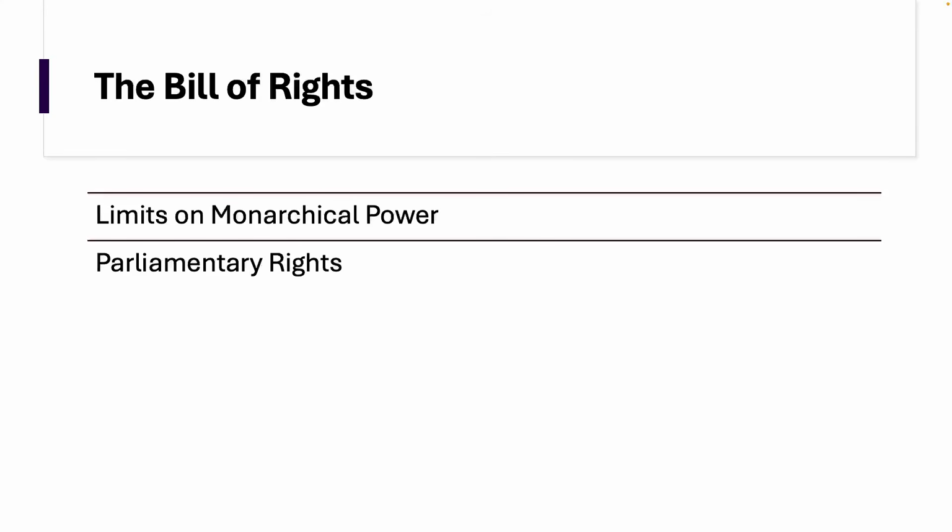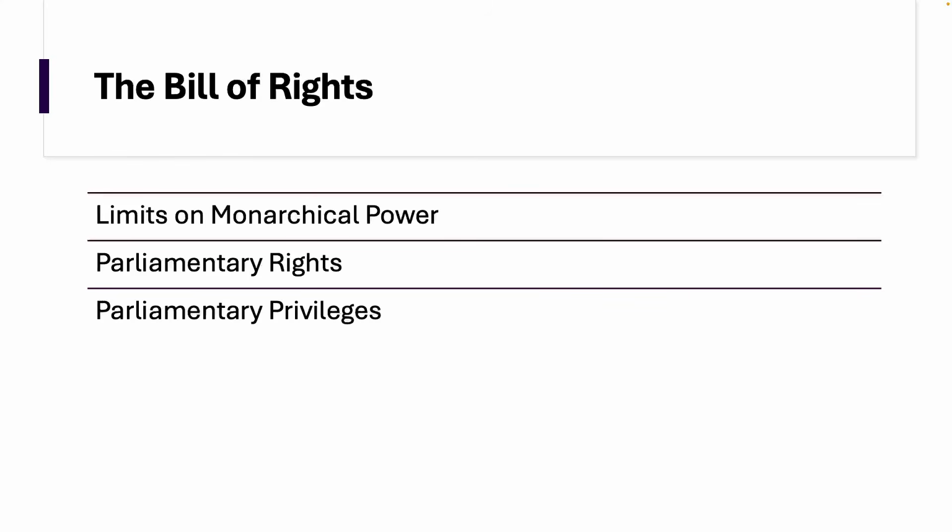It also provided for a number of parliamentary rights: the free elections of members of Parliament, the freedom of speech that existed within Parliament, parliamentary debates, the frequent parliaments. The bill declares that parliaments ought to be held frequently to address grievances and legislate, and also the right to petition. Subjects have the right to petition the monarch. Prosecutions for petitioning are declared, therefore, illegal.